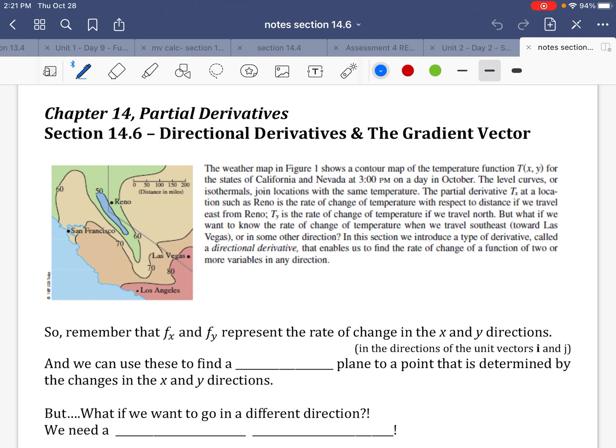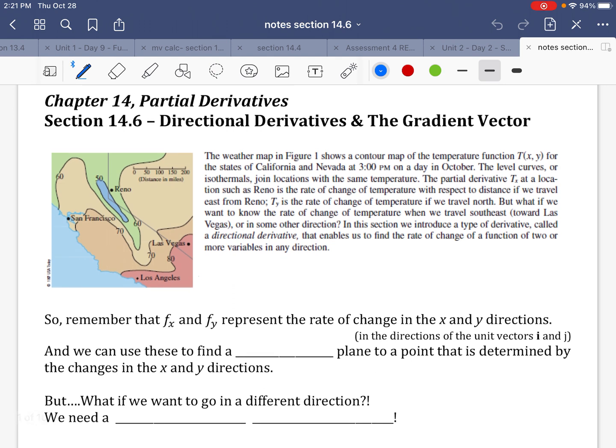All right, so section 14.6 is about directional derivatives and the gradient vector. If you read through here real quick, it talks about a map with temperatures on it, which looks like the level curves we were looking at before. Along here the temperatures come together at 60 degrees, and the green part is 50, and so forth. If you were at, say, Reno, and you wanted to know how the temperature is changing, then f_x, the derivative with respect to x, would give you the temperature change in this direction. Then f_y would give you the temperature change in this direction, like north, and east for the other one.